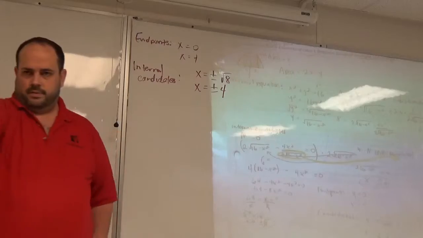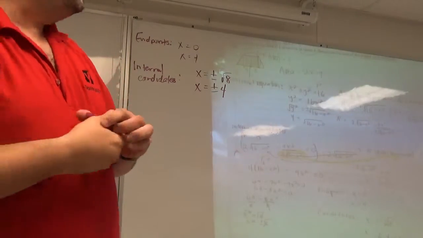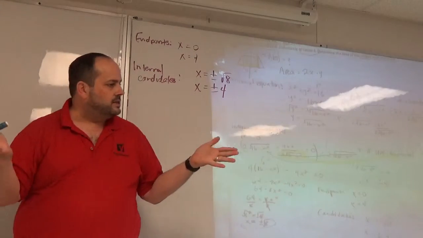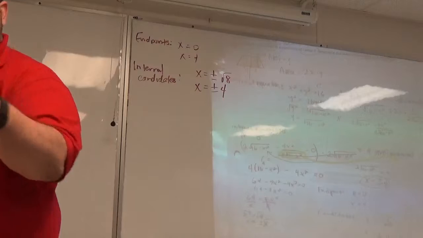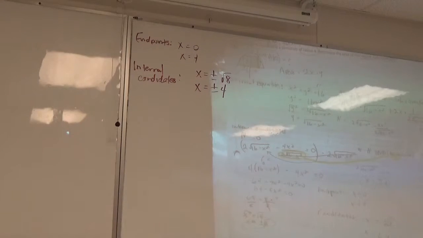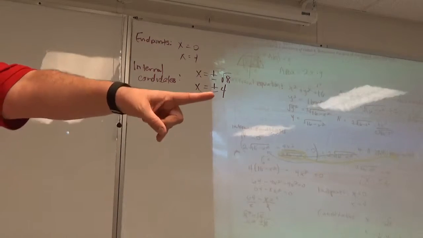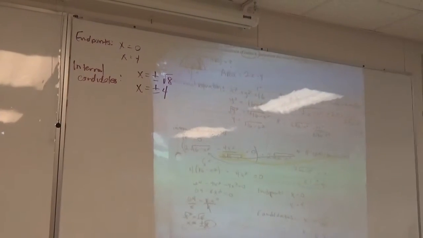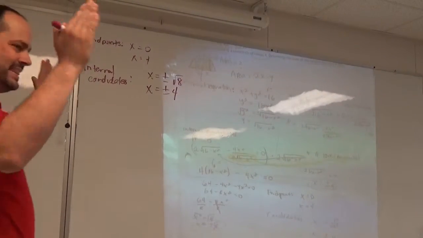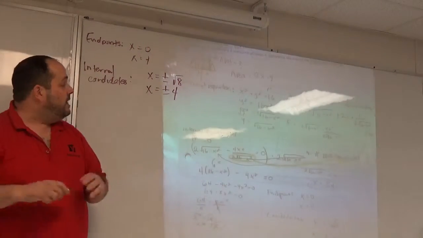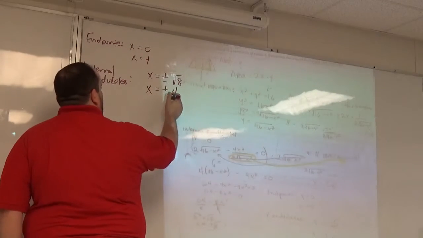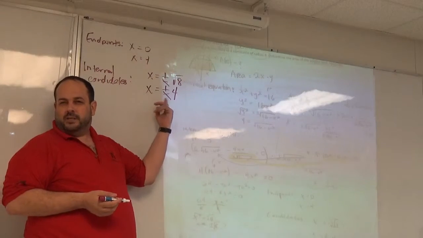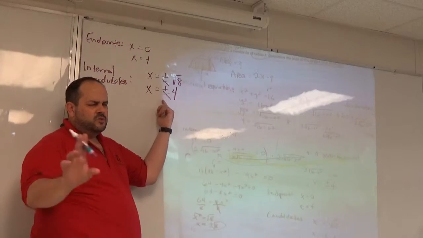Okay, so if your internal candidates are x equals plus or minus the square root of 8, x equals plus or minus 4, how many internal candidates? Only 1. How many internal candidates inside the interval that we're interested in? It should just be 1. I'm not going to consider the negatives. I'm not going to consider 4 because 4 is the fancy word for that again? What's the word for that?